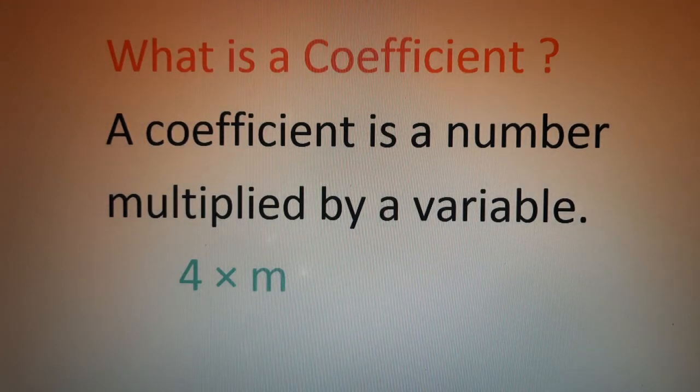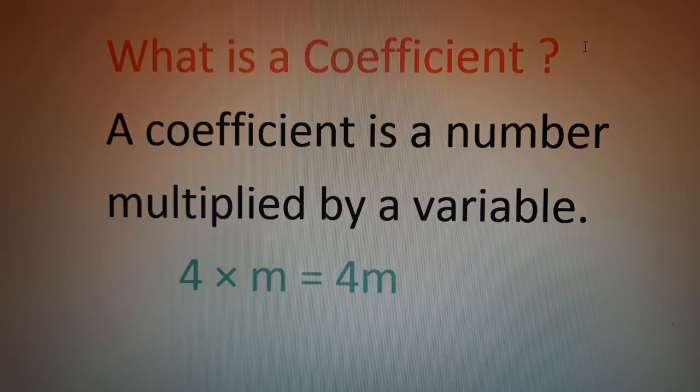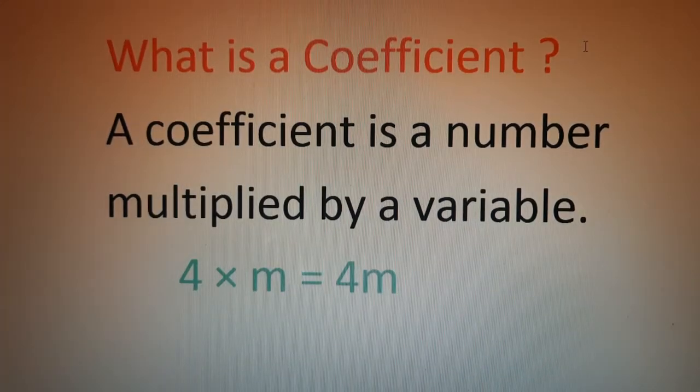Look at this example. 4 multiplied by m. In this example, we multiply two parts. 4 is a number, m is a variable or symbol. 4 multiplied by m equals 4m. 4m is a term. A term consists of two parts, a number and a variable. In this example, 4 is called the coefficient. M is the variable.